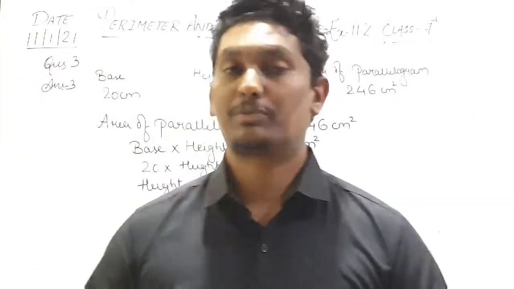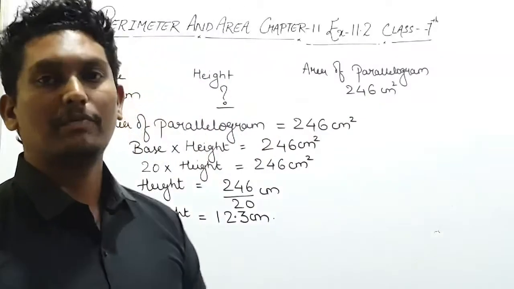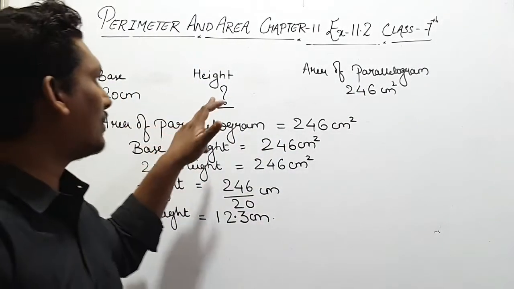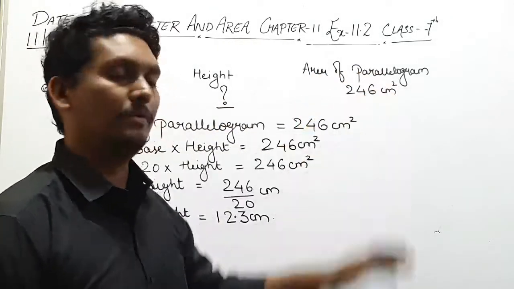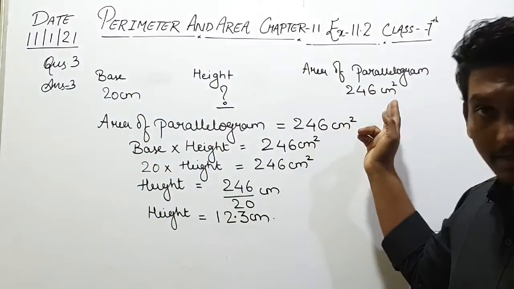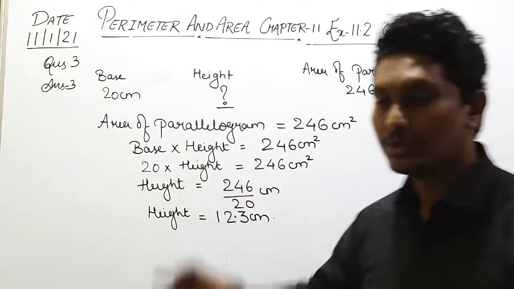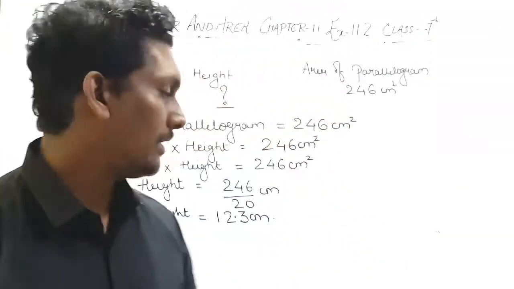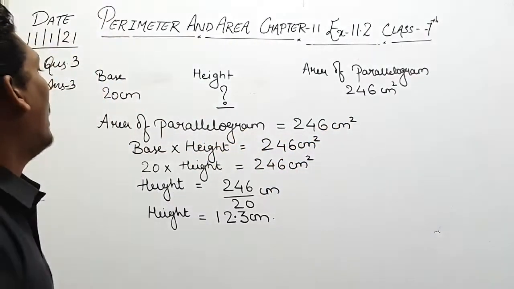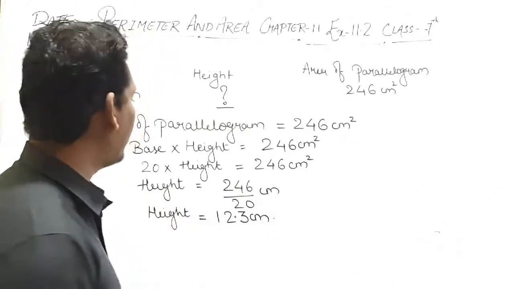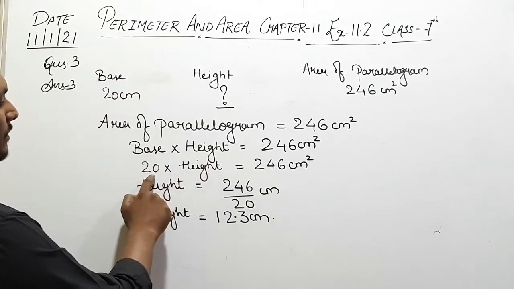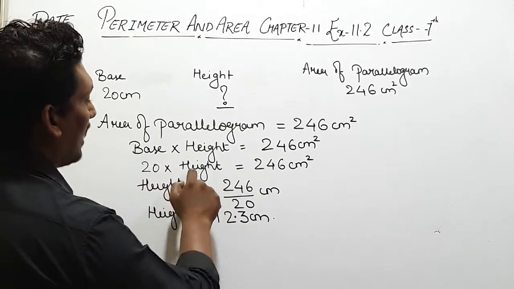Now come to the next part, question number 3. We have to find the missing values. Missing value means, in this question, base is given 20 centimeter, height is not given and area is given. Okay, we are having base, we are having area, but we are not having height. So we have to find out height. How to find height? So area of parallelogram is given 246 centimeter square. And what is area of parallelogram? Area of parallelogram means base into height. So here base we are having 20 centimeter and height that is not given.